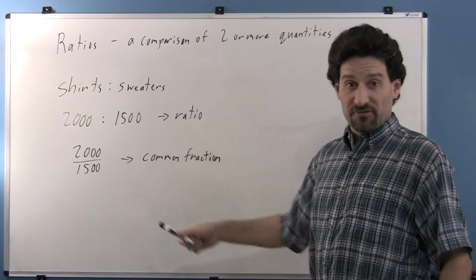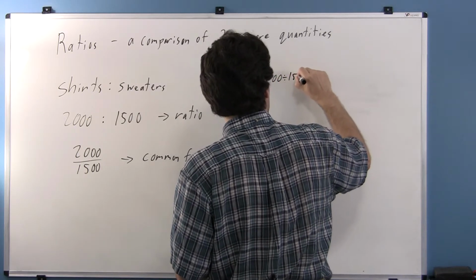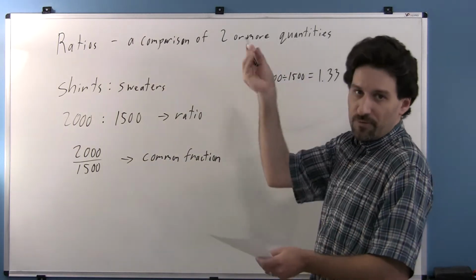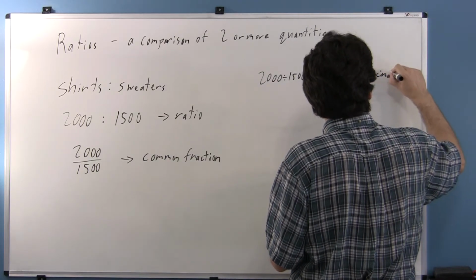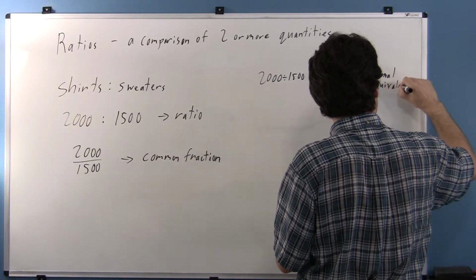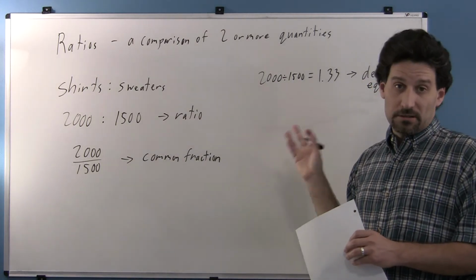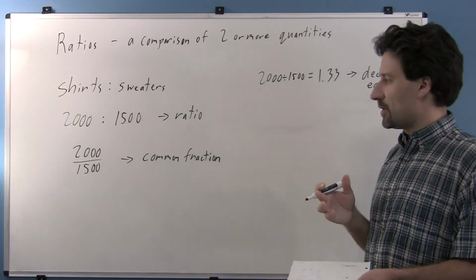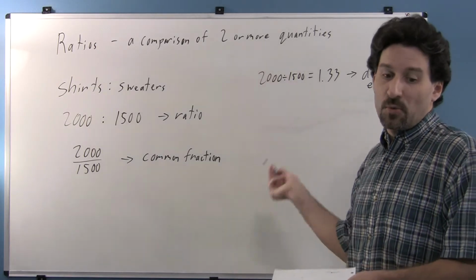So what happens if you actually divide them? If you divide, 2,000 divided by 1,500 gets you 1.33, well 1.33 repeating really, but if we round it, that's going to be a decimal, that's going to be our decimal equivalent. So you could express it in a decimal type of format. And what is that saying? Well, it's a little weird, but sometimes it could be useful to think of it as you sell 1.33 shirts per sweater sold.